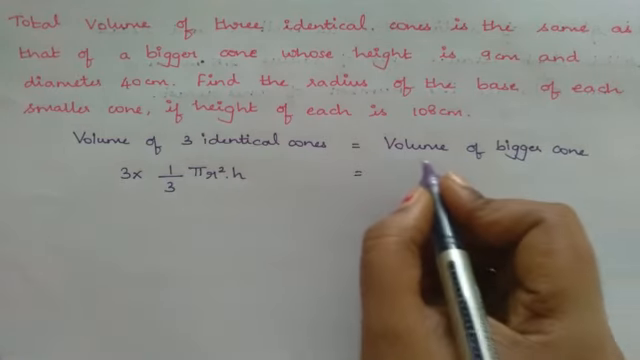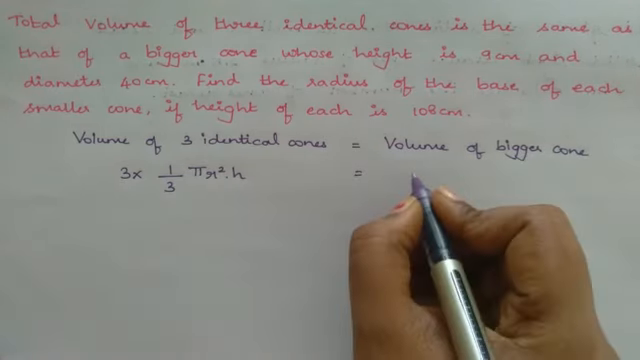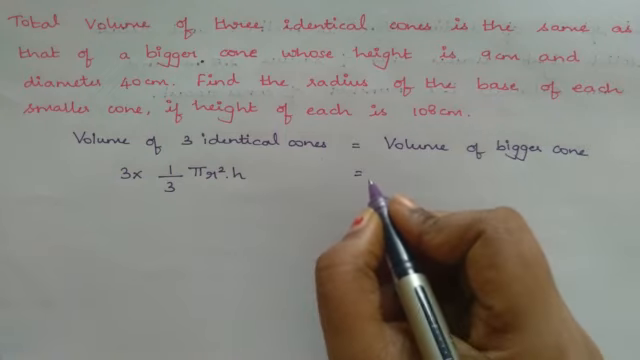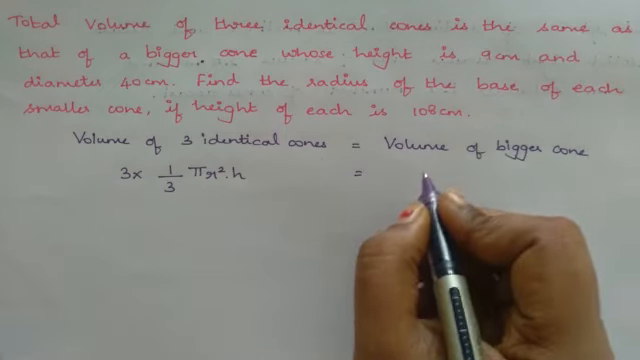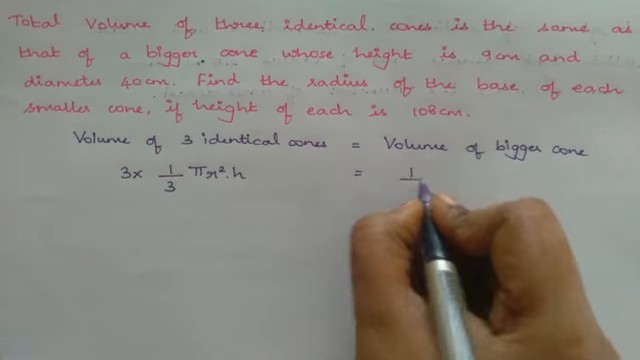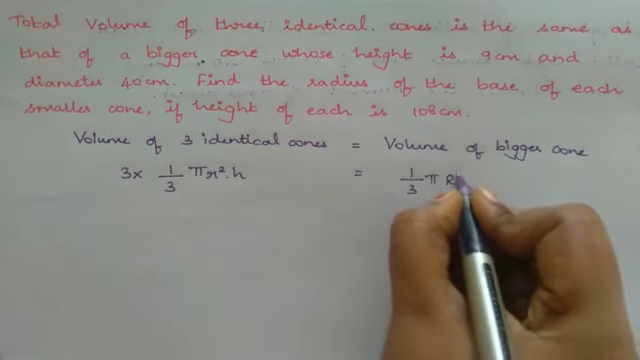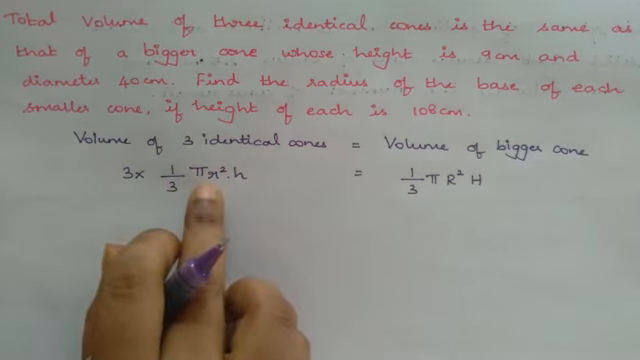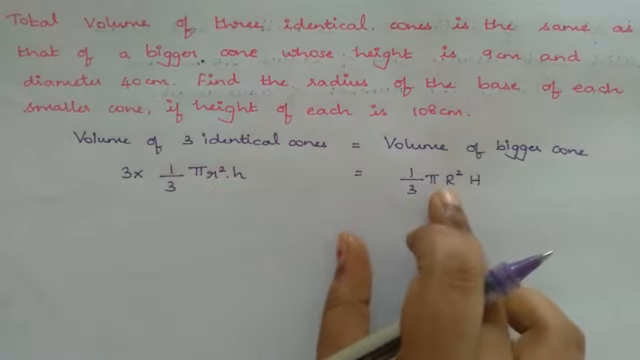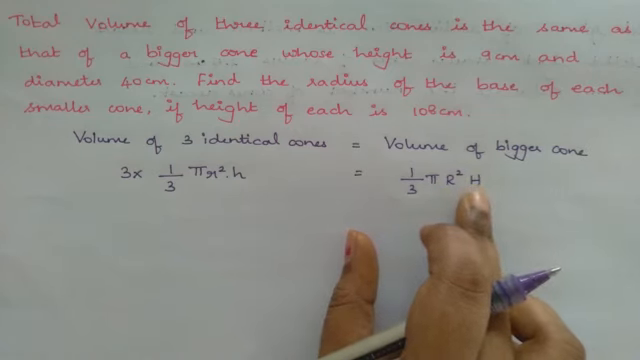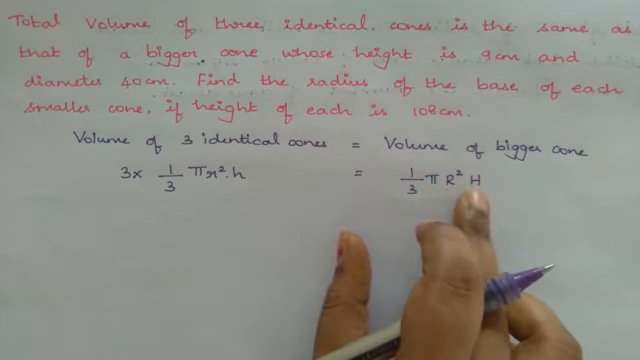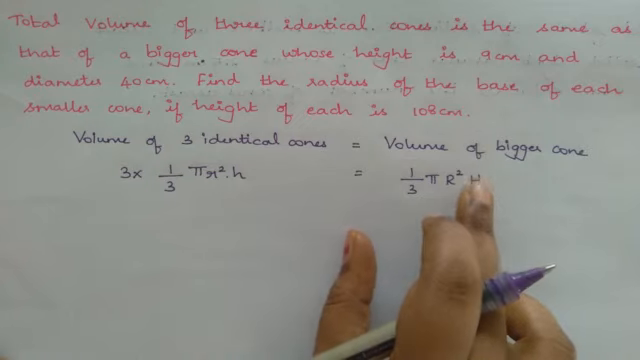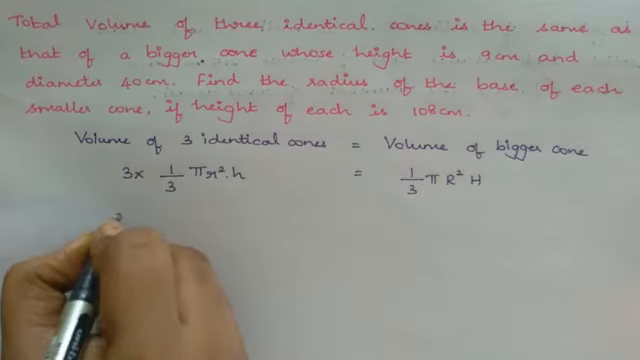This will be equal to the volume of a bigger cone. Same formula again, but let's represent it in a different way so that we can differentiate: 1 by 3 pi R squared H, written in upper case. The small r and small h denote the radius and height of the smaller cone, and capital R and capital H denote the radius and height of the bigger cone.